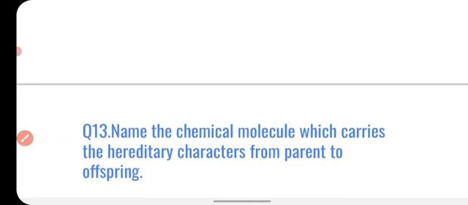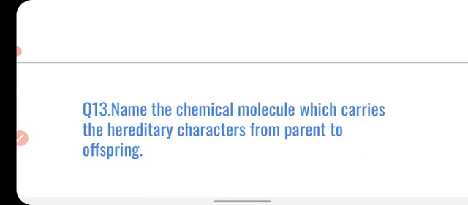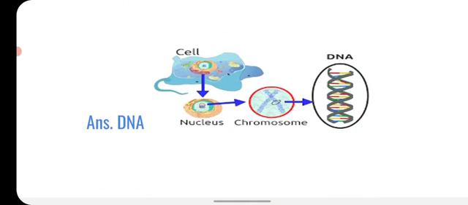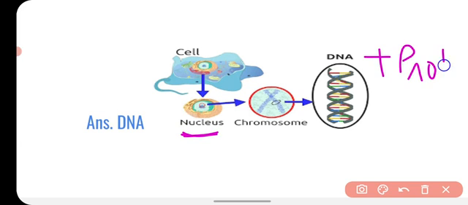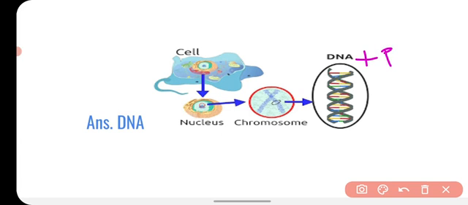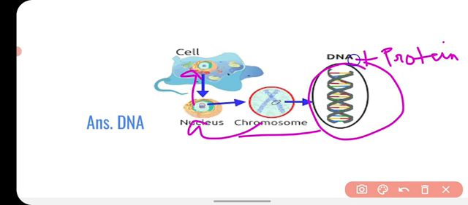Now the next question is, name the chemical molecule which carries the hereditary character from parent to offspring. So you have to write the name of the molecule which transfers the characteristics from parent to the new generation, from parent to the babies. So it is DNA, deoxyribonucleic acid. This is the DNA which is found in the nucleus. DNA and protein together make the chromosome, and that chromosome is present in the nucleus of the cell. So this DNA is responsible to pass the characteristics of the parent cell to the new cell.